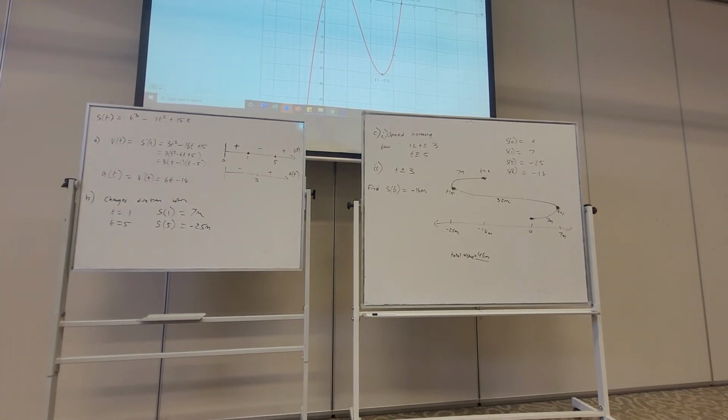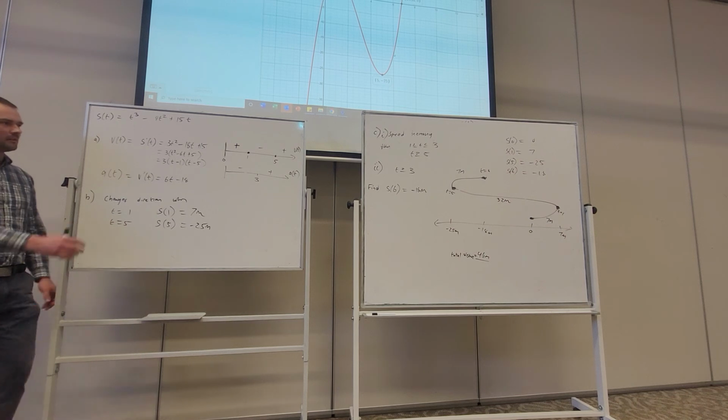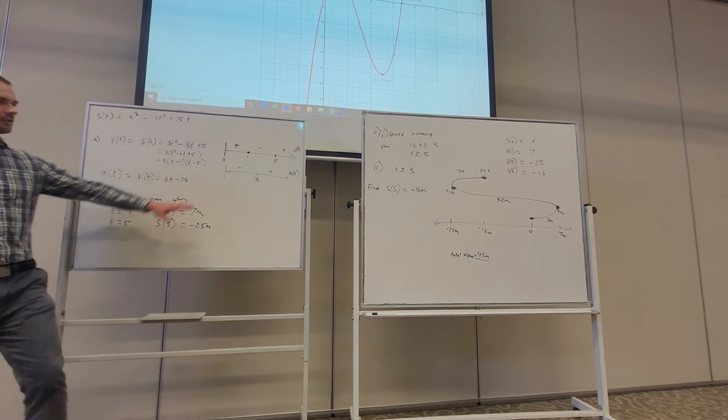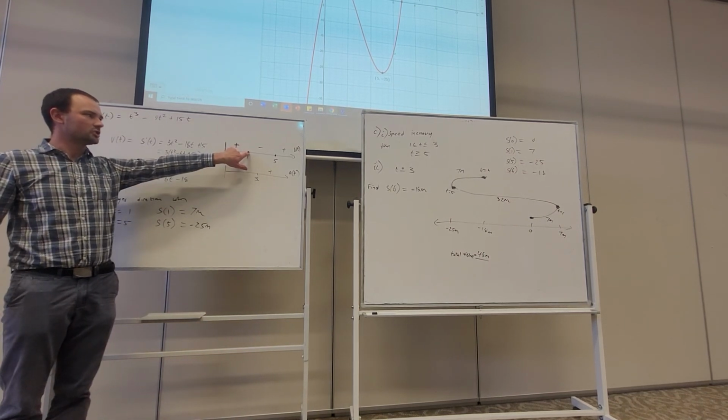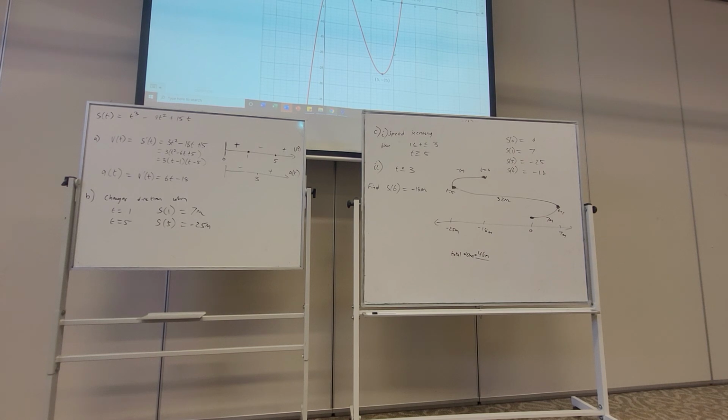If you look at the past tests, the kinematics questions are pretty similar to this one. It's like finding velocity and then recognising that when velocity changes sign, that's when it's changing direction. All right, so let's see how we go with it.